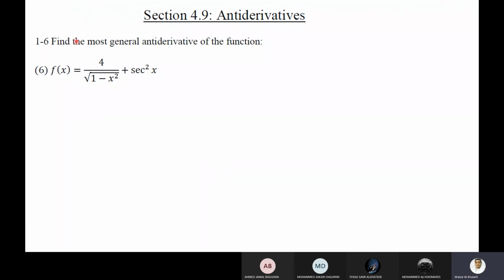Last one, guys. What is the antiderivative of this? I don't want to write it. What is the antiderivative of the first one? 4 over root. 4 cosine. No, I mean sine inverse x. Sine inverse of x. What is the function I differentiate to get secant squared?